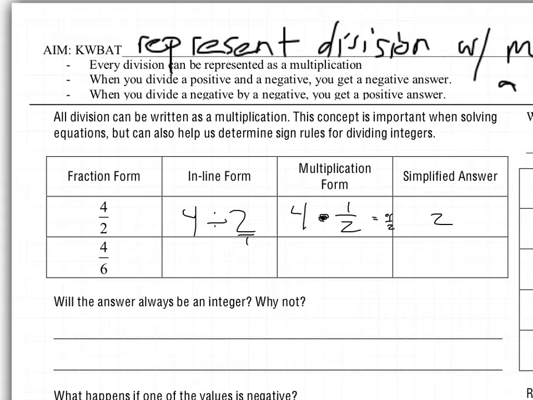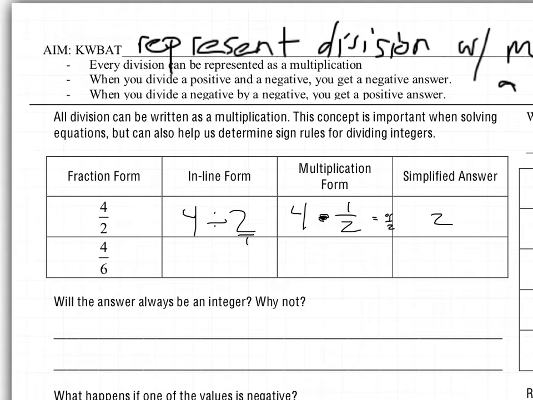So this is a really important concept to be thinking about because we know a rule for multiplication of signs when there are positives and negatives. And if we can turn each division into a multiplication, maybe we can use our rule for multiplication to help us determine a rule for division.